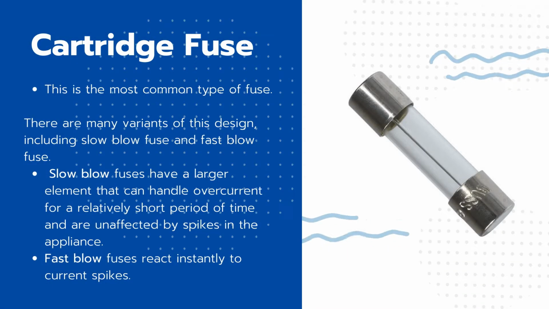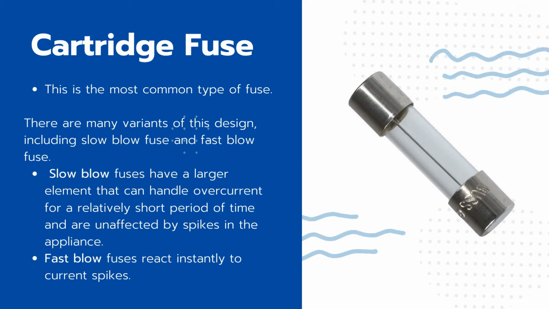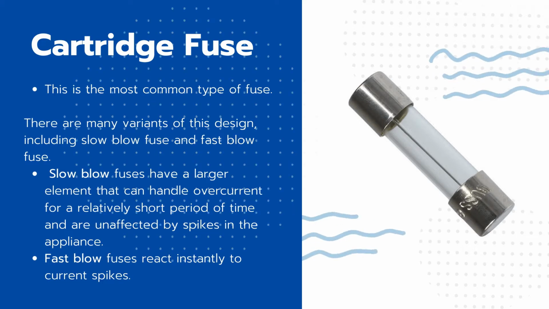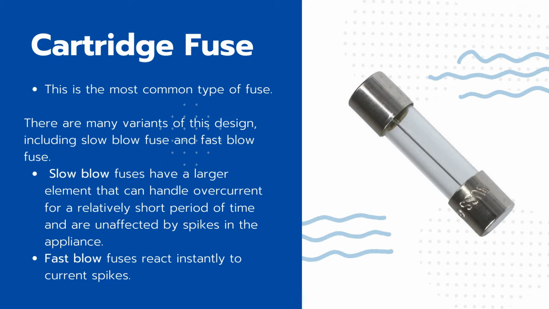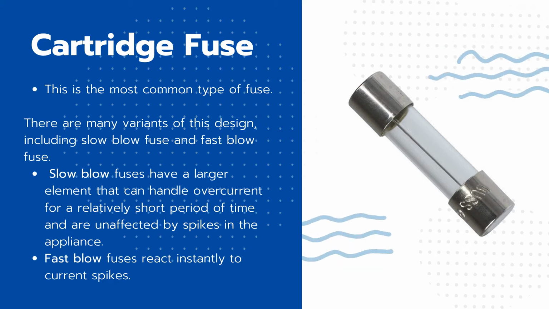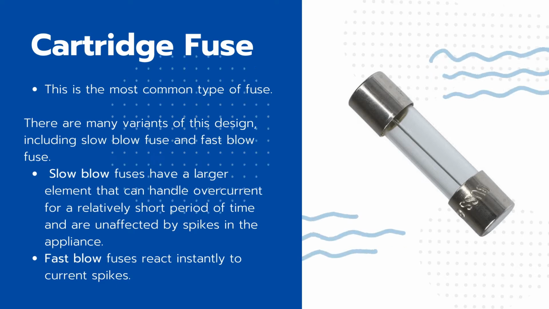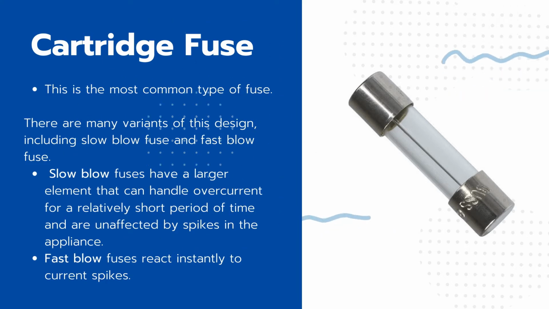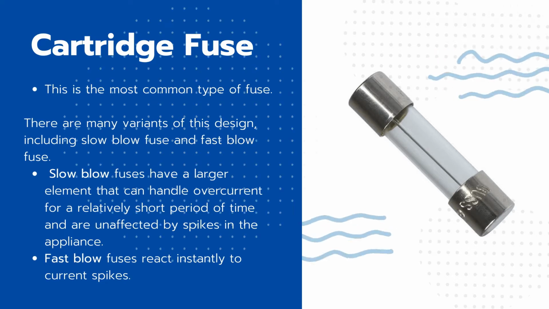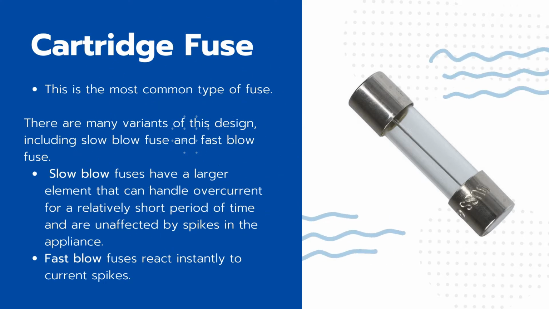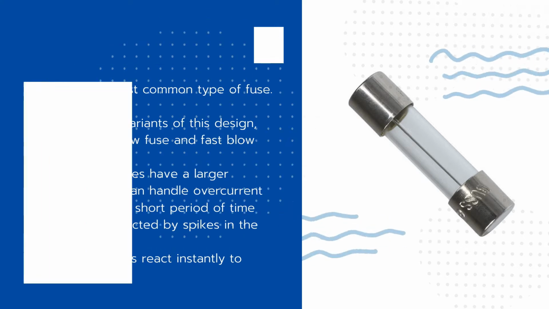overvoltage suppression. Cartridge fuses. This is the most common type of fuse. The fuse element is encased in a glass envelope that is terminated by metal caps. Since the glass envelope is clear, it is easy to visually determine if the fuse is blown. There are many variants of this design. A larger element that can handle overcurrent for a relatively short period of time and is unaffected by spikes in the appliance is called a slow blow fuse, while fuses that react instantly to current spikes are called fast blow fuses.